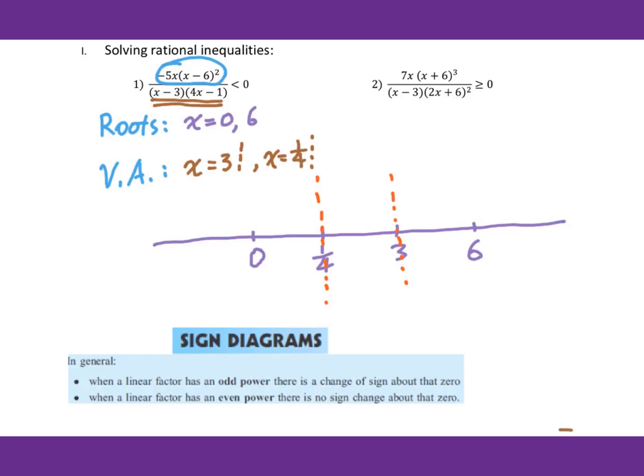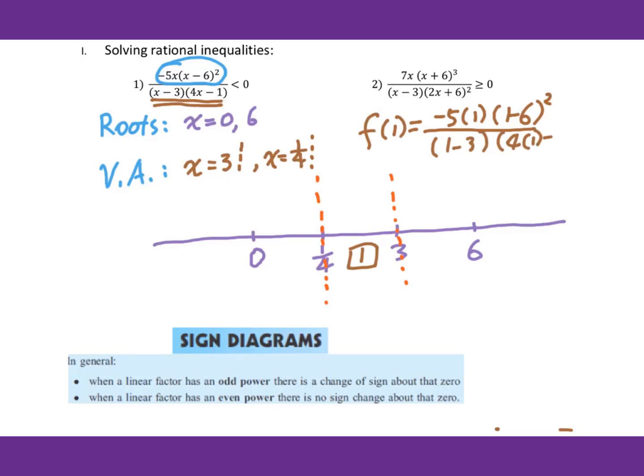Now we will choose a special number. 0 we cannot use as a special number because 0 is one of the roots. We will choose 1. Then we plug 1 into the rational function. You will get -5 times 1, times (1 minus 6) squared, over (1 minus 3), times (4 times 1 minus 1).